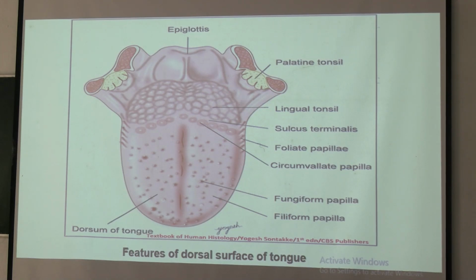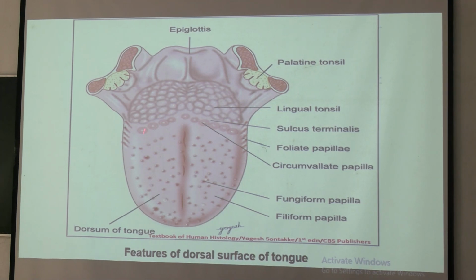These are part of the Waldeyer's ring. Okay, Waldeyer's ring lies at the junction between the oral cavity and the oropharynx. This is the lingual tonsil, here is the palatine tonsil. Further above will be the nasopharyngeal tonsil. All these together form the Waldeyer's ring.